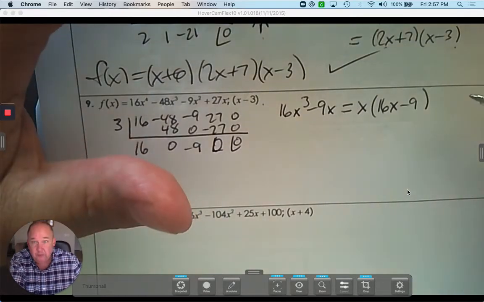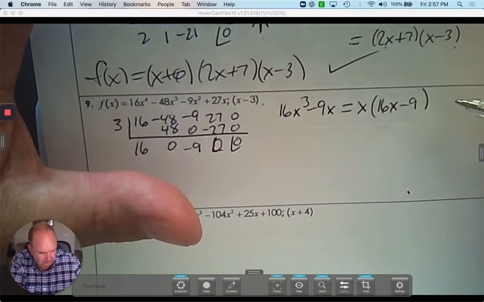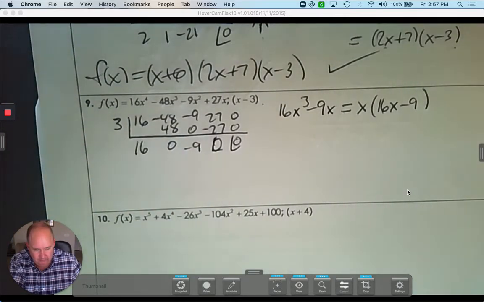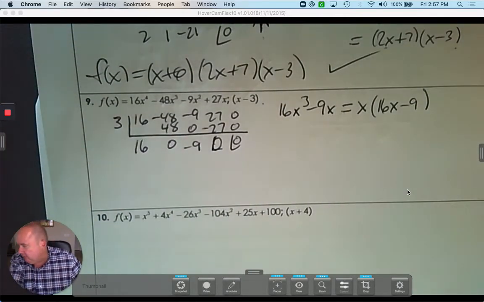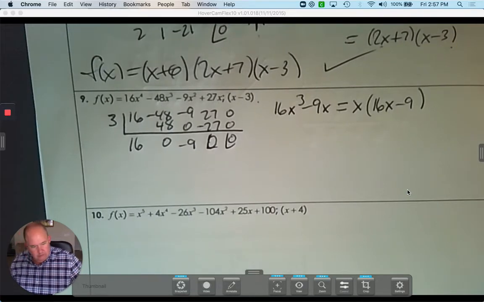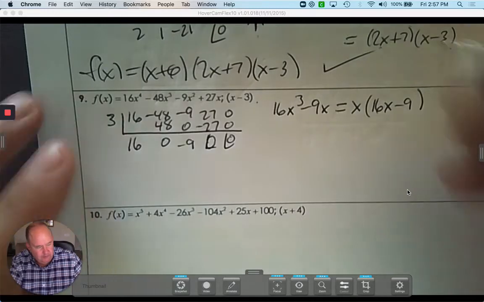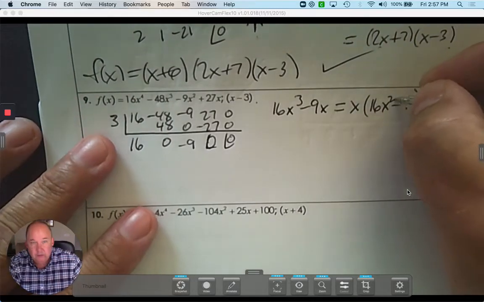Oh, and then it tells me to get the zeros from this. All right. So I'm going to go back and make sure we did the zeros. I'll do that at the end. So for number 9, this should be x squared. That's where I made a mistake.